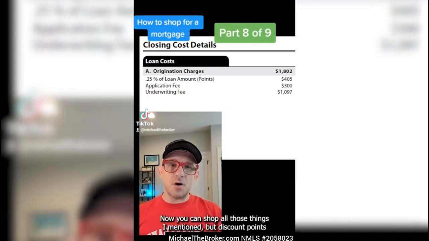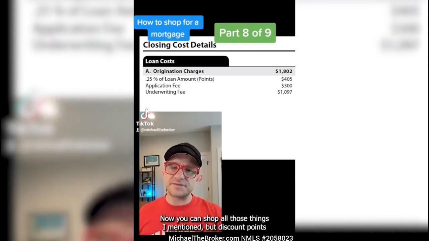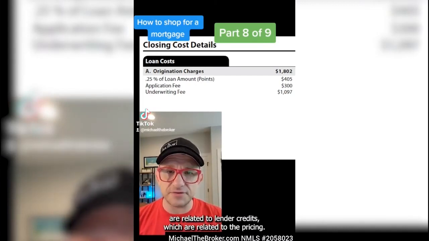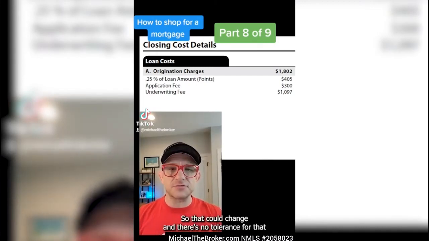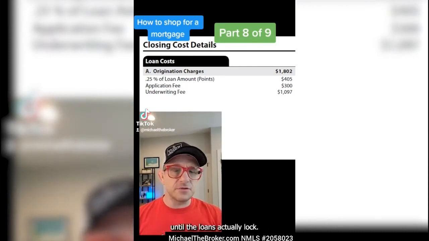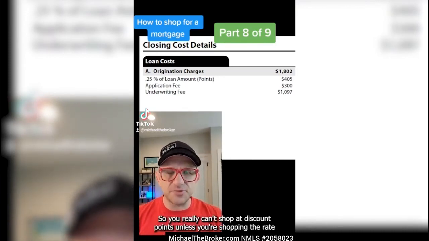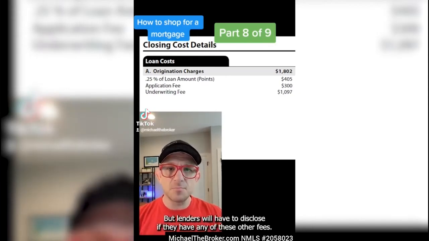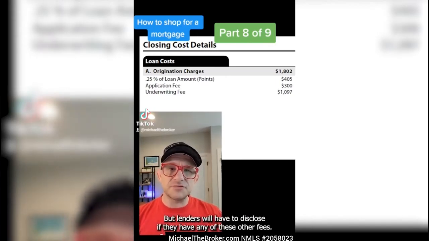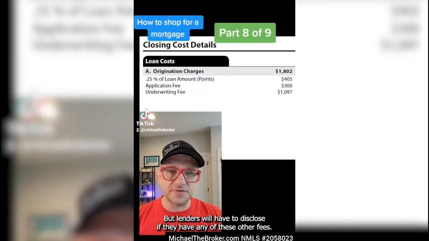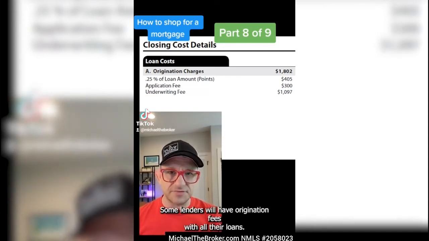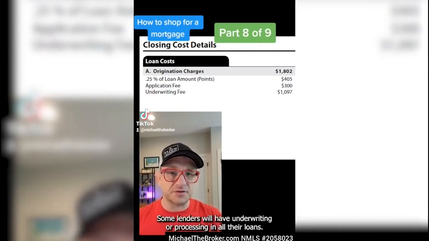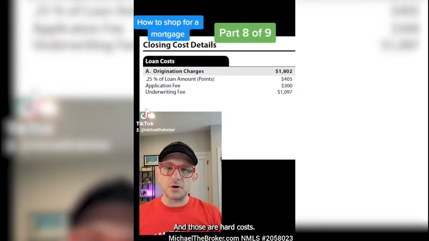Now, you can shop all those things I mentioned, but discount points are related to lender credits, which are related to the pricing. So that could change, and there's no tolerance for that until the loan's actually locked. So you really can't shop the discount points unless you're shopping the rate and you're in a position to lock in your rate. But lenders will have to disclose if they have any of these other fees. Some lenders will have origination fees for all their loans, right? Some lenders will have underwriting or processing in all their loans. And those are hard costs.